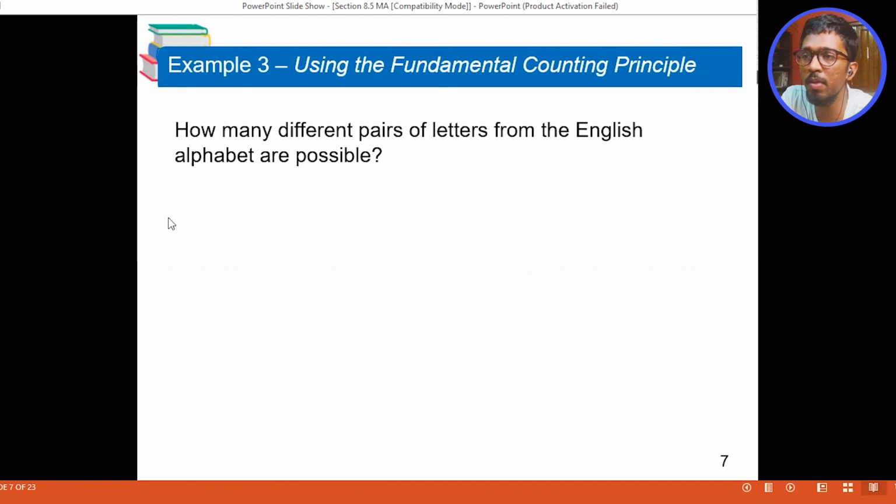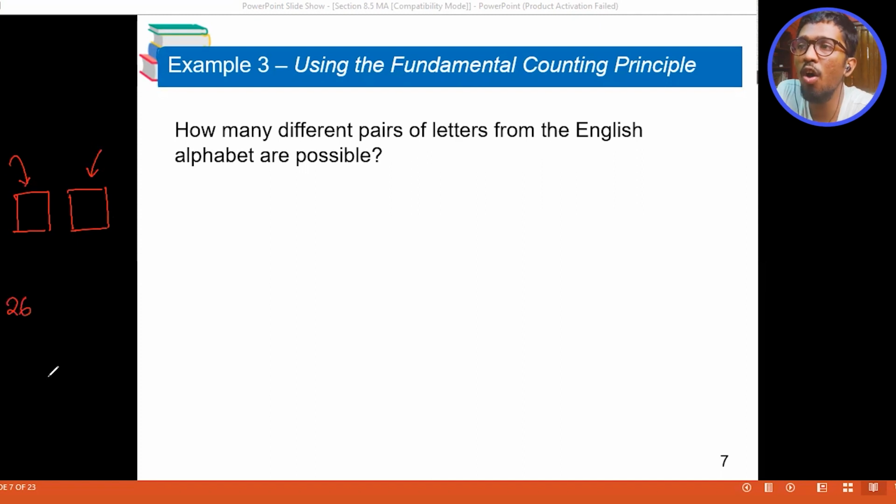Suppose I draw the picture again. We have to make pairs, right? This is my first letter and this is my second letter. How many letters are there? A total of 26 letters in the English alphabet. Now, how many different pairs of letters from the English alphabet are possible? Think about it. What will be the answer?